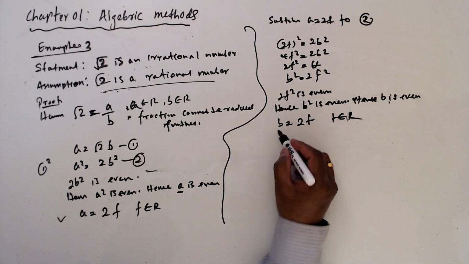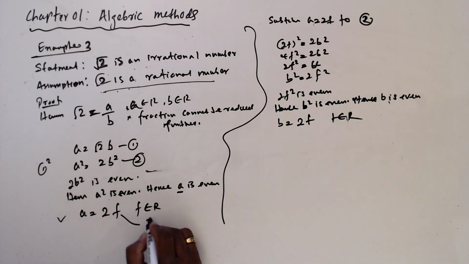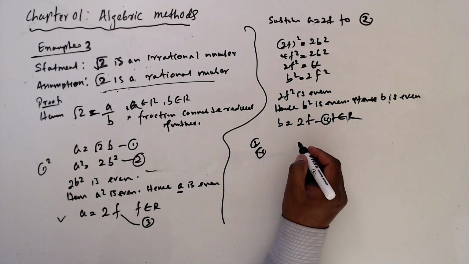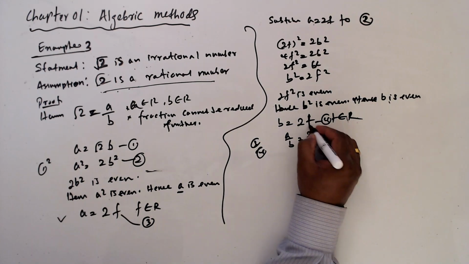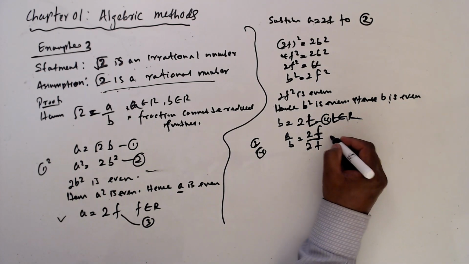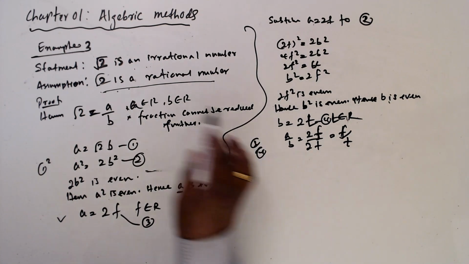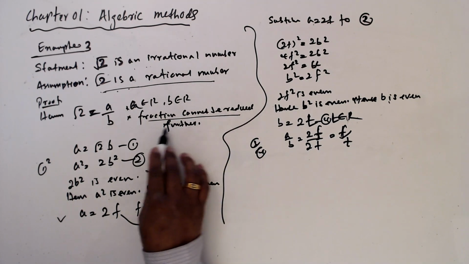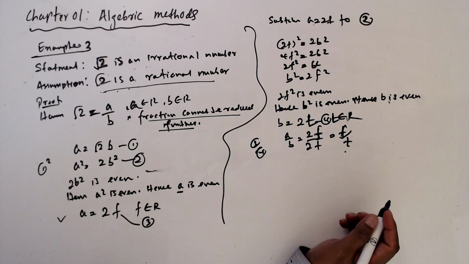Now I have a and b in hand. So I will take these as 3 and 4. So 3 divided by 4, a divided by b equals 2f divided by 2t, which is f over t. So it violates what we said. We said that the fraction cannot be reduced further, but we did. So now it is a contradiction.